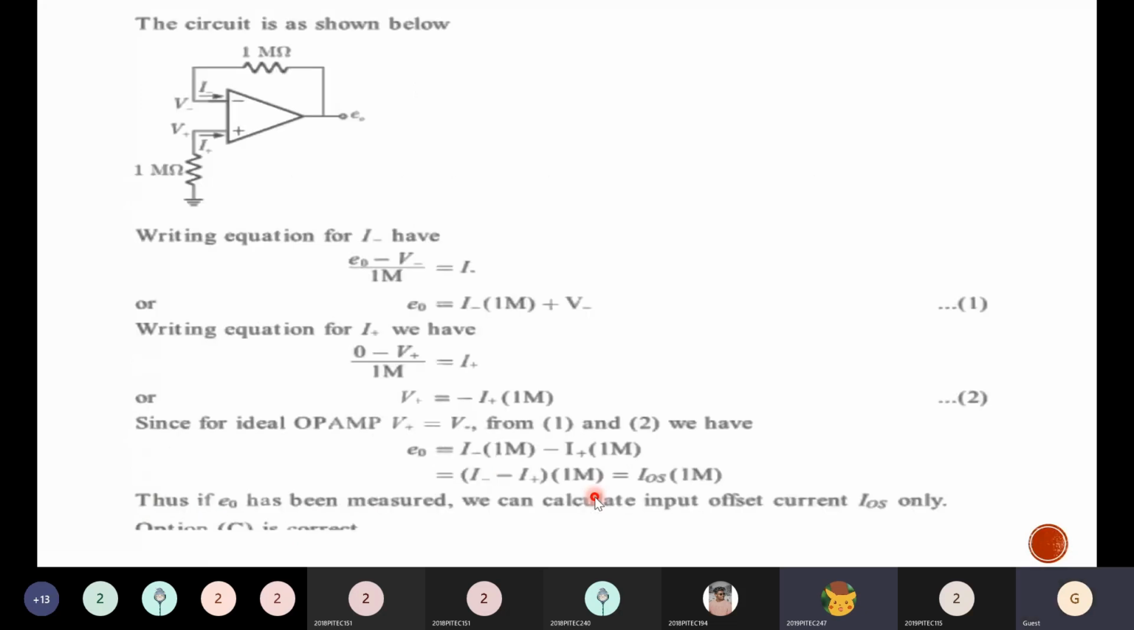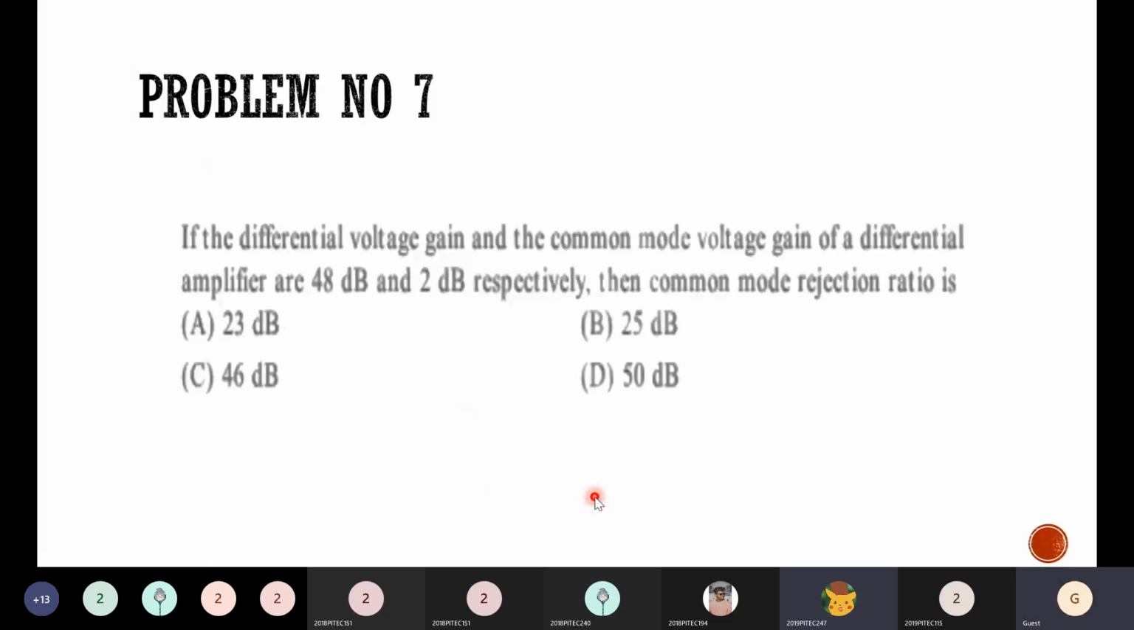We'll move on to this very easy problem where we have been asked to find out the CMRR value, common mode rejection ratio. We all know CMRR is equal to AD by AC, differential gain by common gain. Everything is given in the question. Can you find out the answer for this?